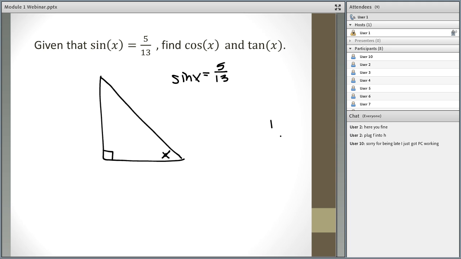So that means we know sine is opposite over hypotenuse. So that's just basically telling us what the values are. Opposite of x is 5, and the hypotenuse is 13. Again, the hypotenuse is always going to be the longest side.